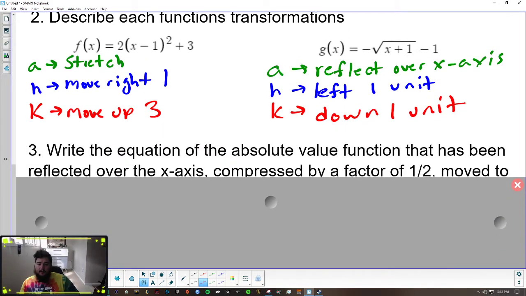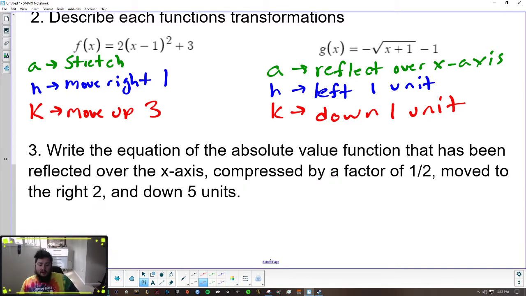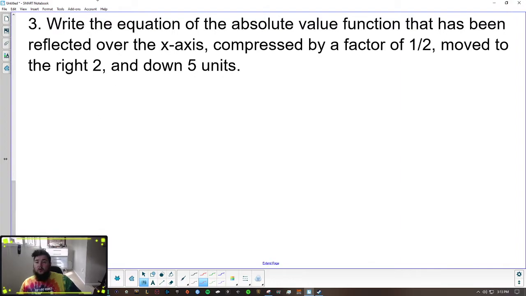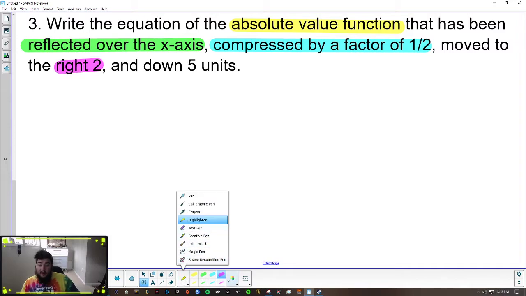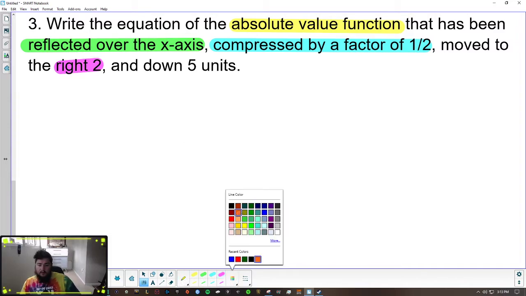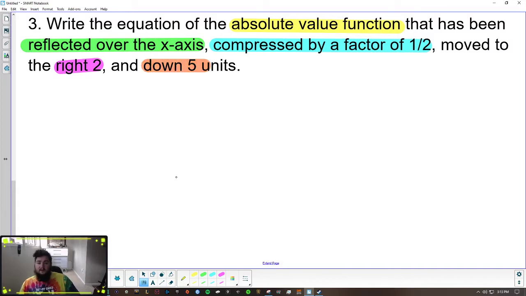Now let's take some time and practice actually writing an equation given a description. So we're going to write the equation of the absolute value function. We should know what that looks like. We know it's been reflected over the x-axis. It's been compressed by a factor of 1/2. It's been moved to the right 2. It's moved down 5. So all of these things are happening all at the same time.